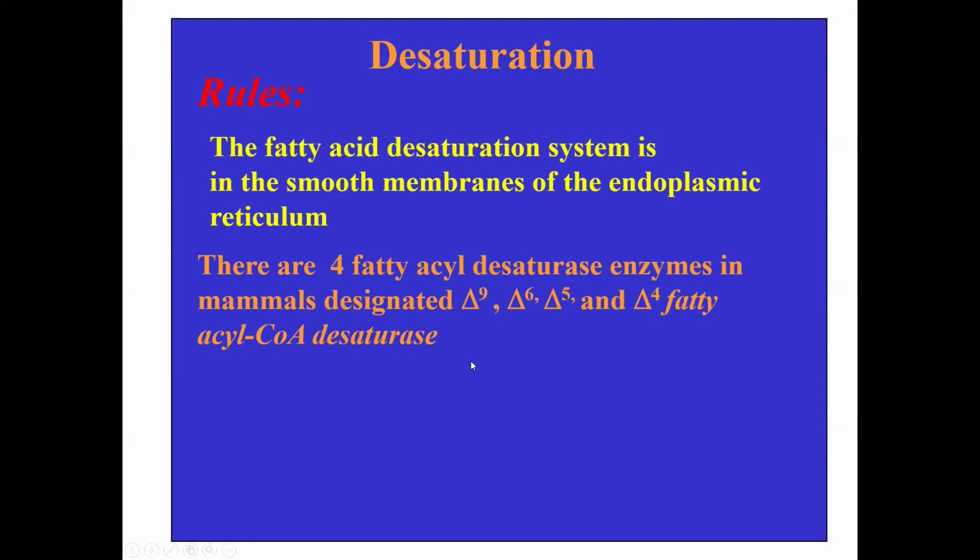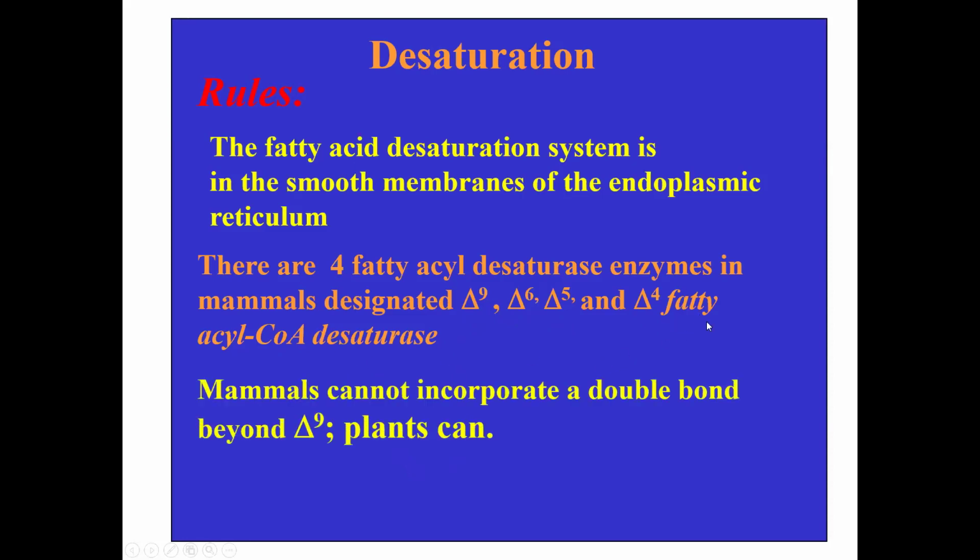If the double bond is incorporated at the 9th position, between carbons 9 and 10, the enzyme required is delta-9 fatty acyl coenzyme A desaturase. If it is at position 6, then delta-6. If it is 5, delta-5, and so on. So the common name of the enzyme is fatty acyl coenzyme A desaturase, and its specific name depends on the position at which the double bond is incorporated.